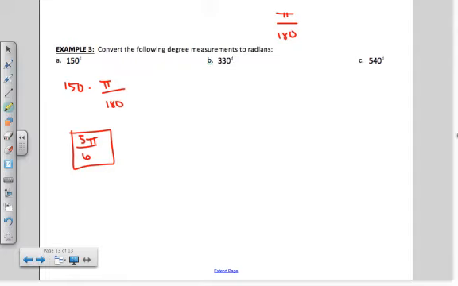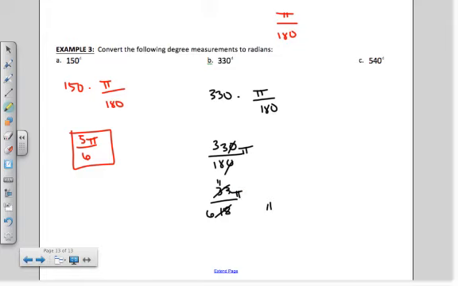Next one, we have 330 times pi over 180. All right, so we've got 330 over 180 times pi. So 330 and 180 both have common factors of 10, so that reduces to 33 over 18. 33 and 18 both have factors of 3, so this is 11 over 6 pi. So it's 11 pi over 6.